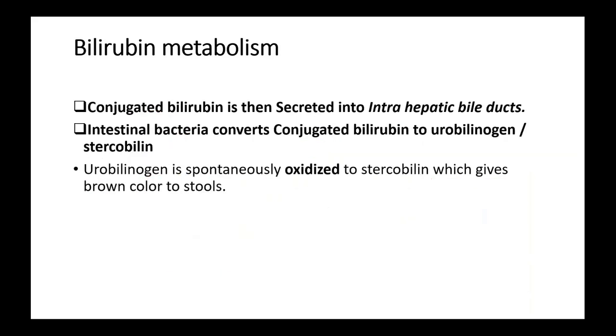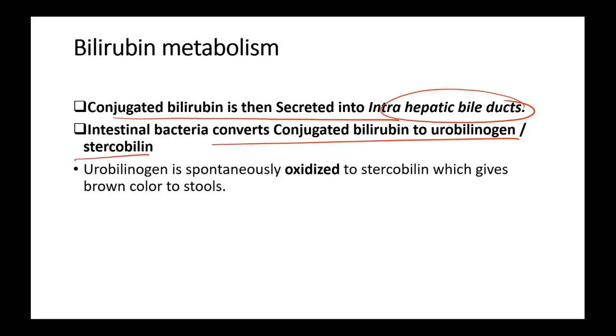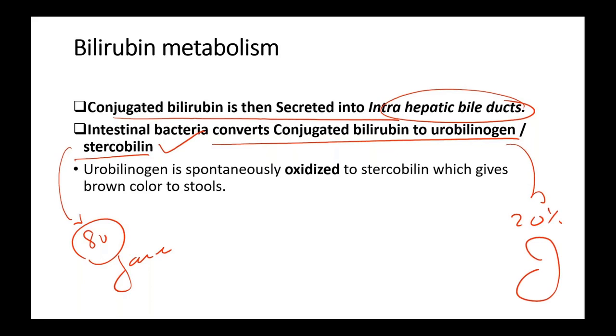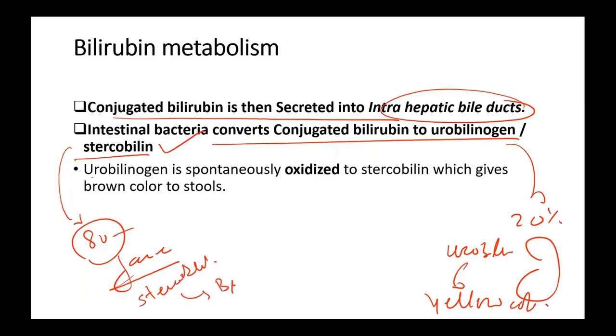So conjugated bilirubin is excreted into the bile, goes to the intestine, and is converted into urobilinogen, where 80% goes to the feces, converted into stercobilin. The rest, 20%, will go to the kidney, converted into urobilin, which gives yellow color to the urine. And when it goes to the feces, it is converted into stercobilin, which gives brown color to the stool.